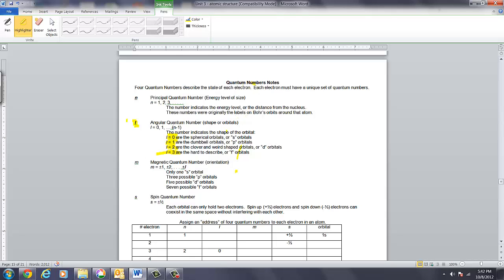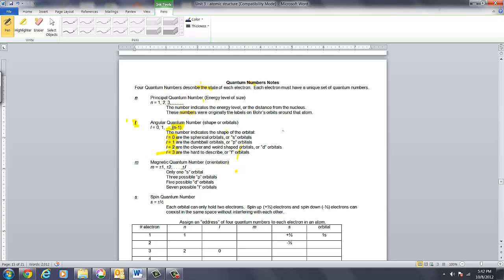Now notice, this is very important too: how many different L's can I have? L can range from 0, your s, up to n minus 1. Star that, highlight that. Your L is always going to be 1 less than the energy level. So if we went up to n equals 7, the largest L you would see is a 6. But in reality, we're not going to see that. What did we only talk about? s, p, d's, or f's.